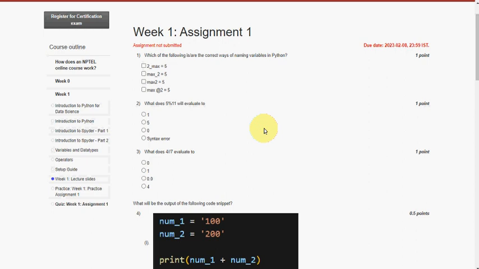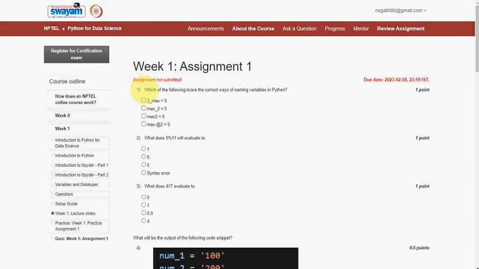In this video, I'm going to give you the solutions for week 1 assignment of Python for Data Science course. So let's see the first question. Which of the following is the correct way for naming a variable in Python? Here there are two answers for this question. The first one is second option and the other is third option. So these two are the correct answers for first question.